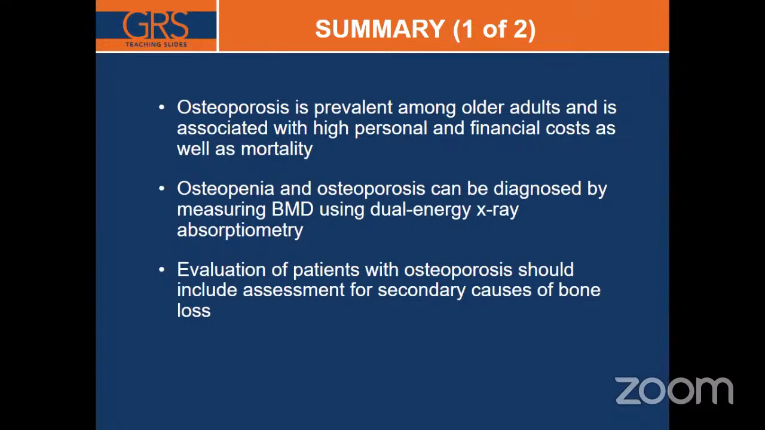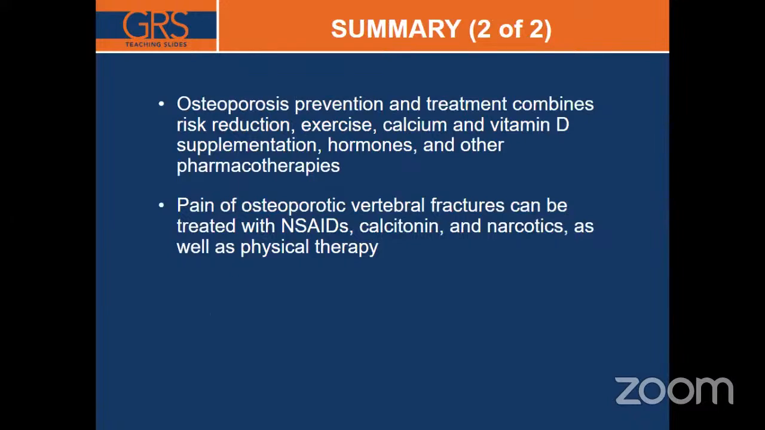To summarize, osteoporosis is prevalent among older adults and is associated with high personal and financial cost as well as mortality. Osteopenia and osteoporosis can be diagnosed by measuring BMD, usually by dual energy X-ray absorptiometry, the DEXA scan. Evaluation of patients with osteoporosis should include assessment for secondary causes of bone loss. Osteoporosis prevention and treatment combines risk reduction, exercise, calcium and vitamin D supplementation, hormones, and other pharmacotherapies. Pain of osteoporotic vertebral fractures can be treated with NSAIDs, calcitonin, and narcotics, as well as physical therapy.